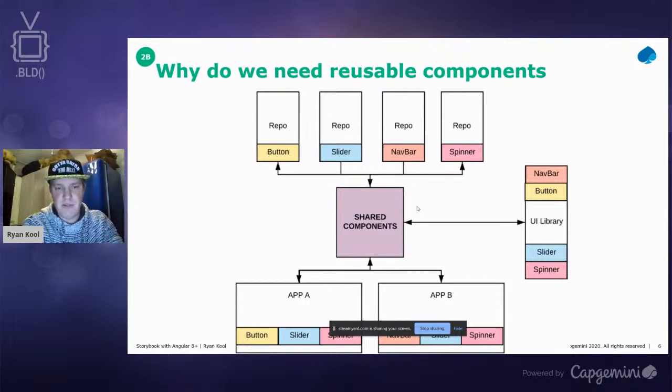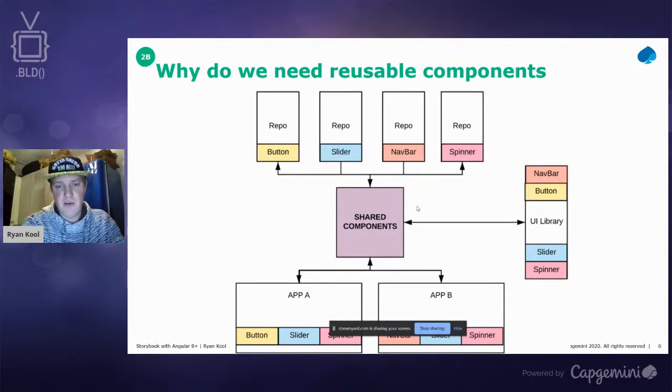So app A uses the button and the slider and the spinner, and app B uses the navbar, the slider and the spinner. But both the slider and the spinner are being used in both applications. So if you would go back to not using reusable components, you would see that the development team building app A would probably build their own slider, build their own spinner, give it their own UI, give it their own way of working. And app B would probably do the same.